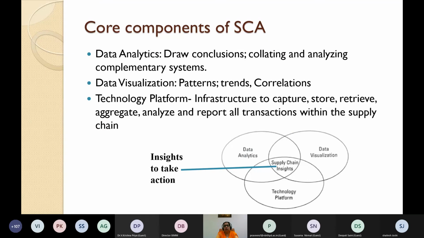So these are the core components of supply chain analytics. Here you can see data visualization or the descriptive statistics, using some technology, platform, some tool. That tool can be Solver, that tool can be Python, that tool can be SPSS, it can be R. Some technology platform you can use, it can be machine learning, it can be artificial intelligence, anything. You do some analytics to gain insights into your supply chain.